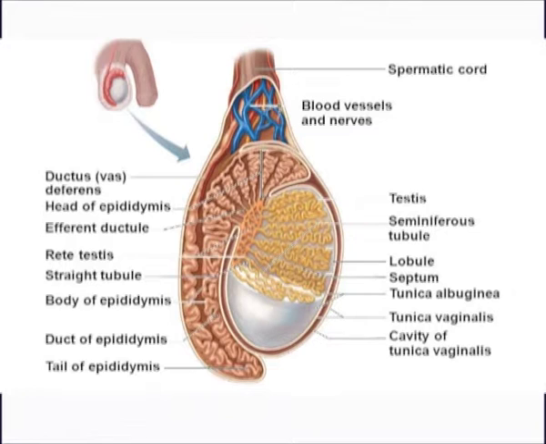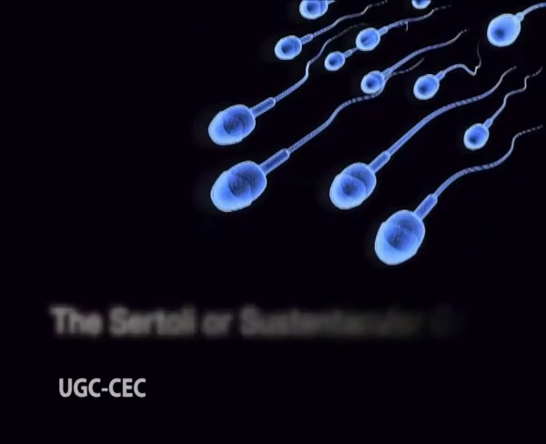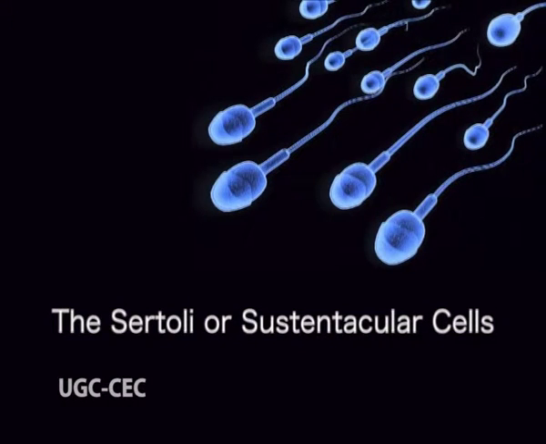Testis. The testis is a compound tubular gland enclosed in a thick fibrous capsule called the tunica albuginea. Numerous seminiferous tubules lie in a bed of loose connective tissue called the stroma. Each seminiferous tubule is surrounded by a fibrous sheet of connective tissue. It is lined by a specialized stratified epithelium which forms the germinal epithelium. In the adult, two kinds of cells are present in this epithelium: the Sertoli or sustentacular cells and the germinal cells.